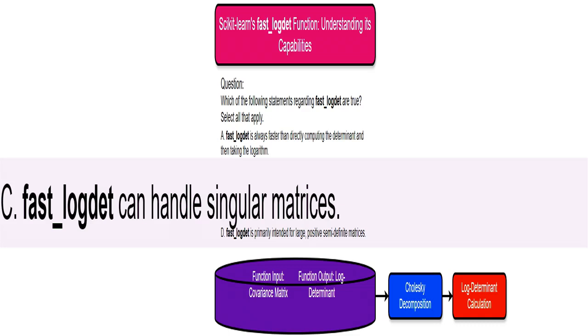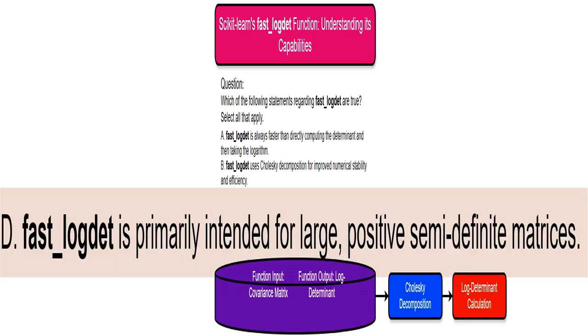This statement says fast_logdet works on singular matrices. We need to understand what singular matrices are and if the function is designed to handle them. This statement gives information about what types of matrices fast_logdet is best suited for. We need to know what positive semi-definite means in this context. The statement is about the function's purpose.